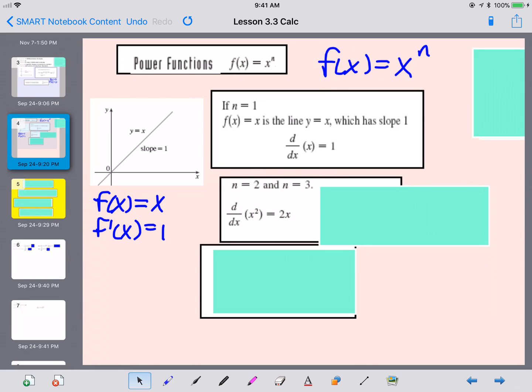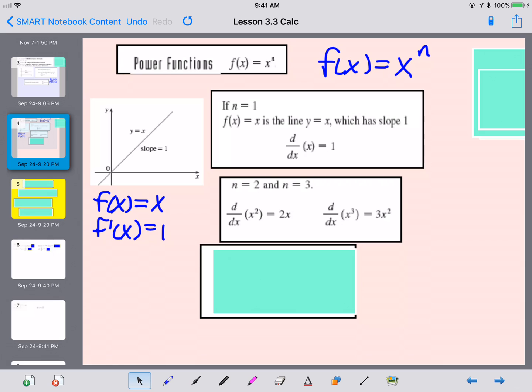But what if our power gets higher? If we are taking the derivative of x squared, if we went through that entire process of the difference quotient and had h approach 0 in all our formula, you get 2x. If our power is cubed, you get 3x squared. Does anybody see what's happening to our power as we go through this process?